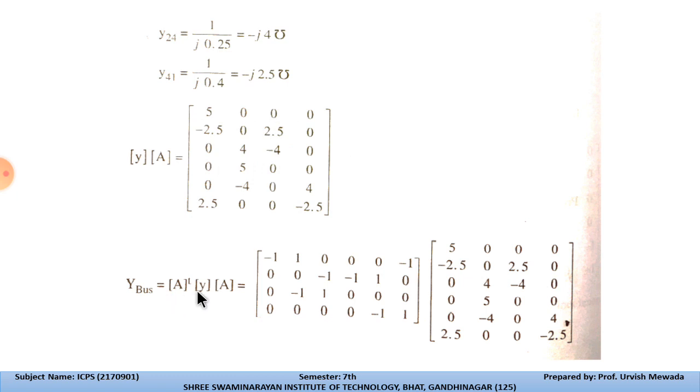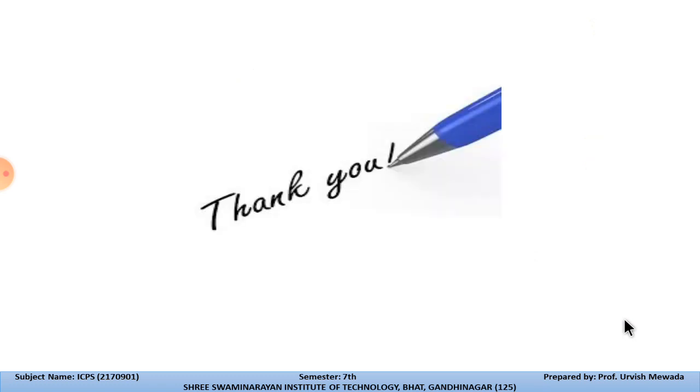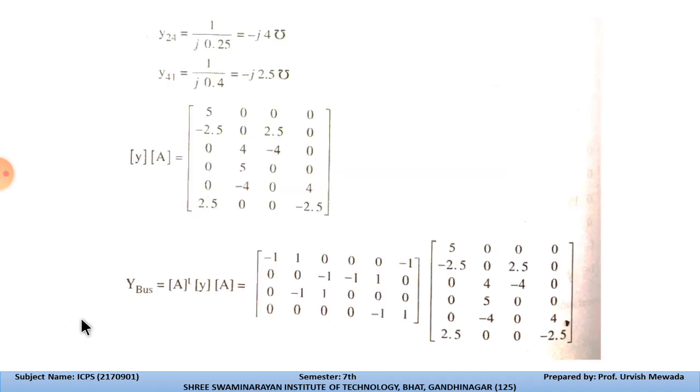So let us form the Y bus from this. A transpose into y into A: we have all the values of the A transpose matrix, y and A. By putting these values and performing multiplication between these matrices, we will have the Y bus. So this is how we can form the Y bus and Z bus using the Y bus algorithm and Z bus algorithm.